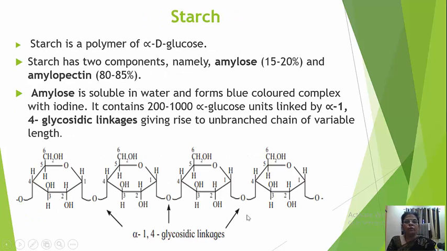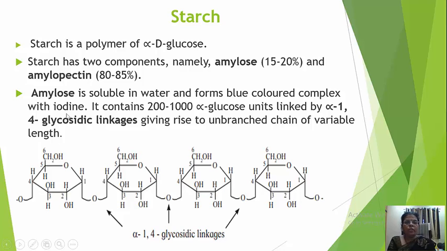Now first we are going to see starch. Starch is a polymer of alpha-D glucose. Starch has two components, namely amylose, that is 15 to 20% amylose, and amylopectin, that is 80 to 85%. Amylose is soluble in water and forms blue colored complex with iodine. That is, when amylose reacts with iodine, it forms blue colored complex.